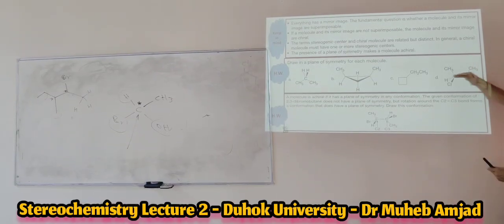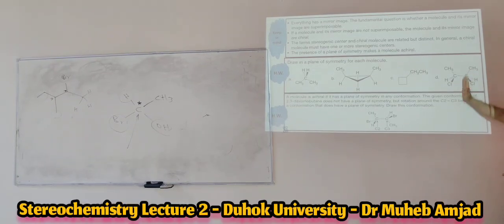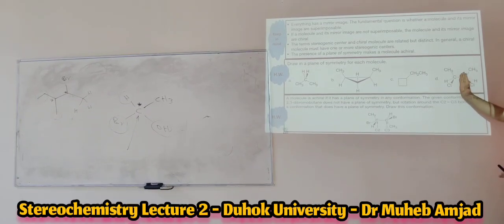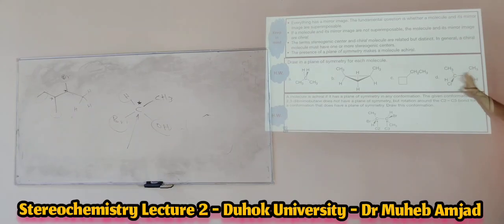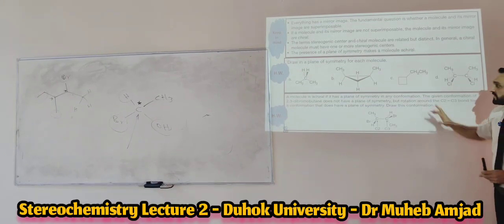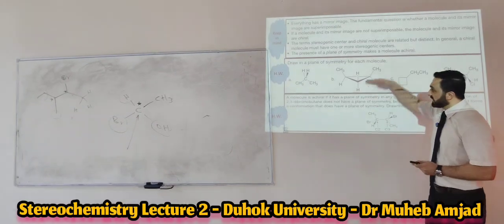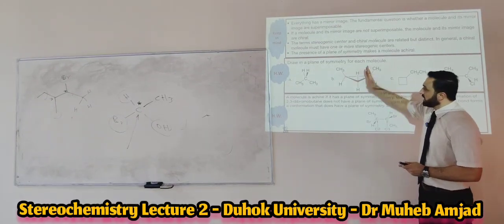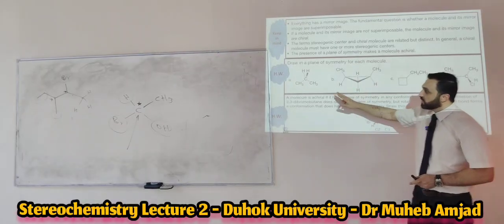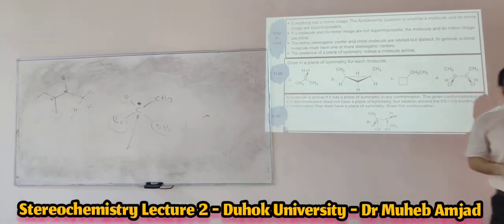If you put the plane of symmetry, where is the plane of symmetry? Well, here. If you put the plane of symmetry here, this part will be equal to this part, the same. That means this molecule has a plane of symmetry. And this molecule, where is the plane of symmetry? Here. And this molecule, here is the plane of symmetry. Okay, this is homework for you.